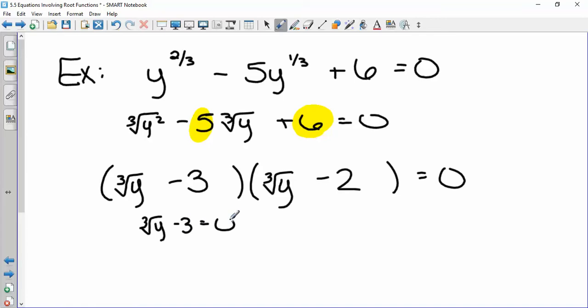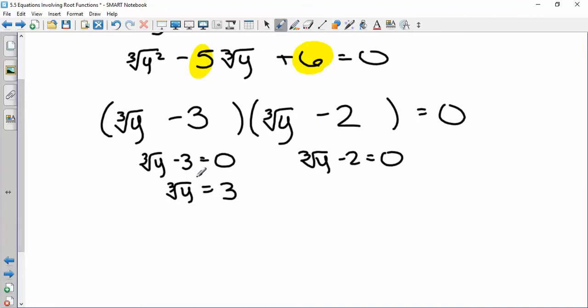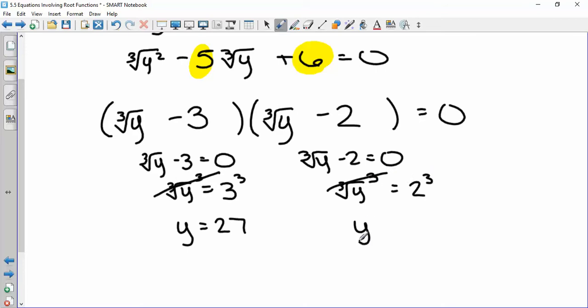So if we set each of these equal to 0, we have the cube root of y equals 3. How do you get rid of the cube root? Cube. Cube each side. So we get y equals 27. Here we have the cube root of y equals 2. So to get rid of the cube root, we cube. So we get y equals 8.